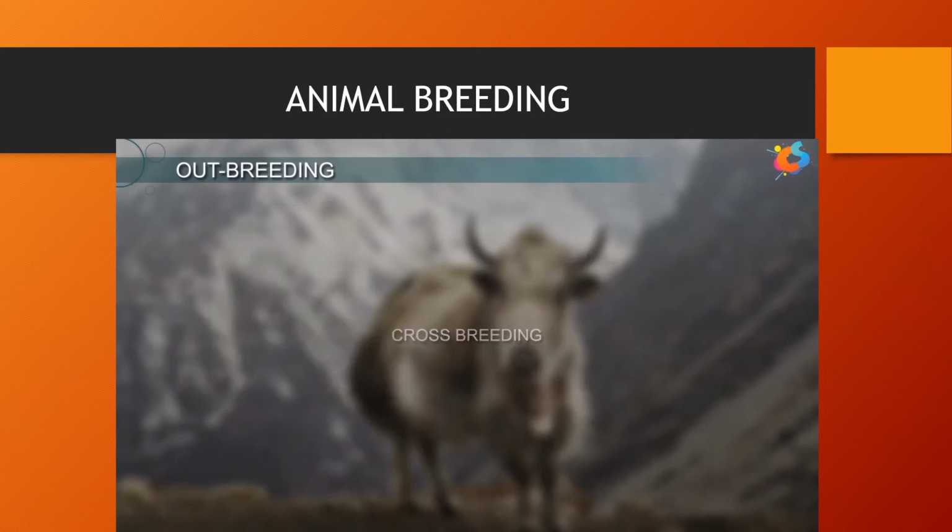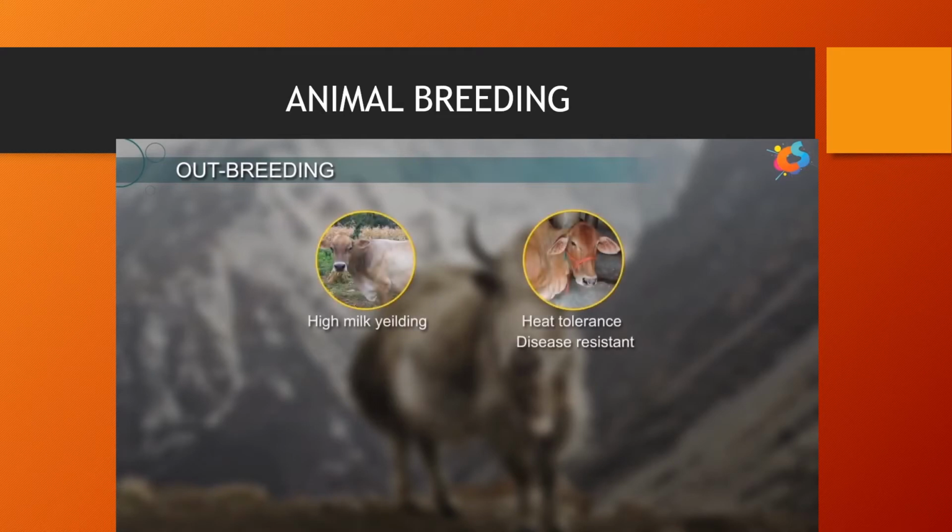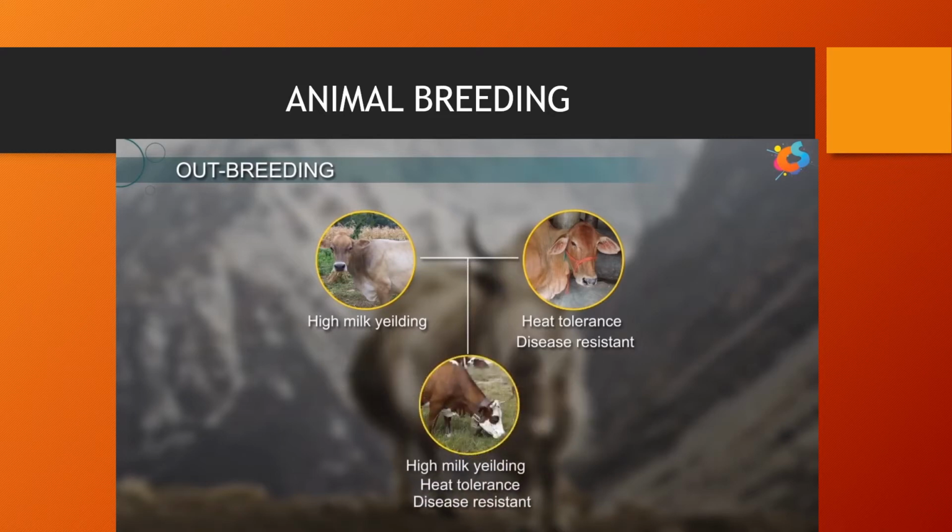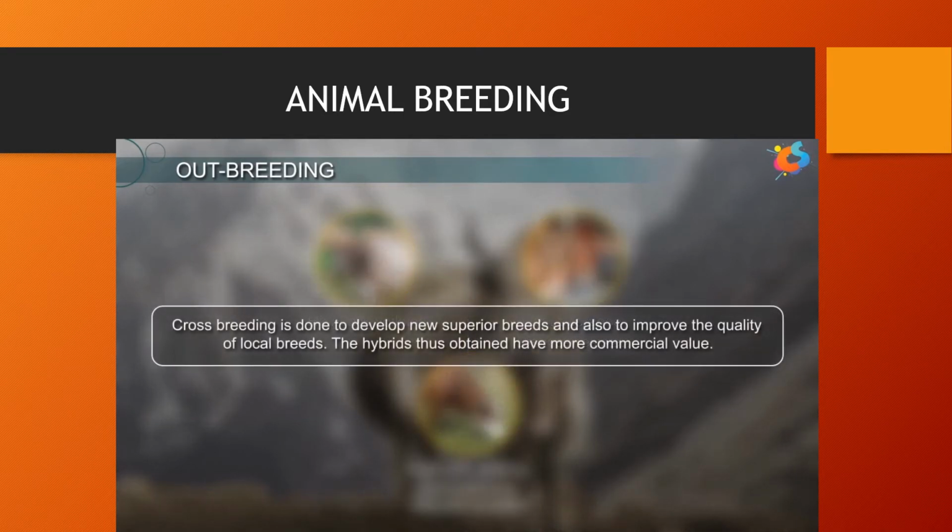Crossbreeding. In crossbreeding, two animals of different breeds but of same species are mated together. The offspring produced will have dominant characters of both animals. Crossbreeding is done to develop new superior breeds and also to improve the quality of local breeds. The hybrids thus obtained have more commercial value.